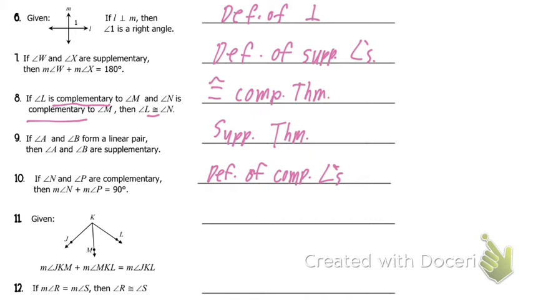Okay, on number 11, we have this diagram with these angles, and we're told the measure of angle JKM plus measure of angle MKL is equal to measure of angle JKL. Ray? Angle addition. You nailed it. We're adding up the two smaller angles to get the whole big angle. Angle addition postulate, angle add post, kind of like seg add post for segment addition postulate. You're adding two small angles to get the big angle.